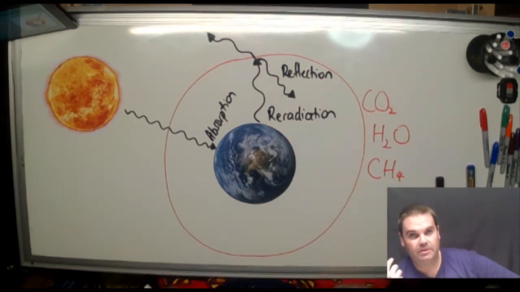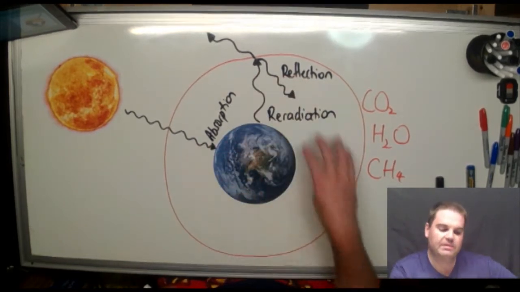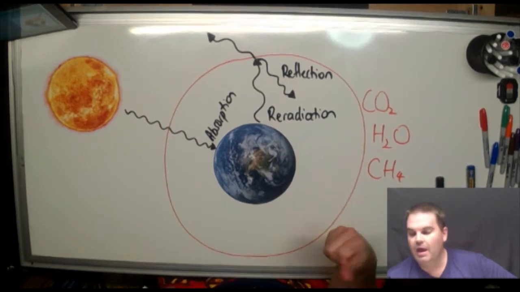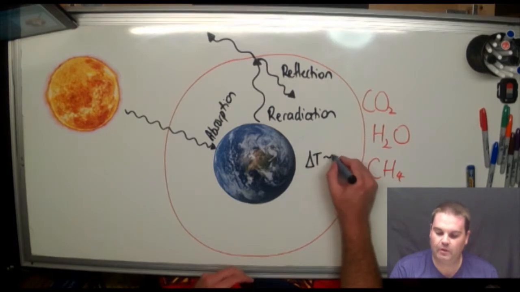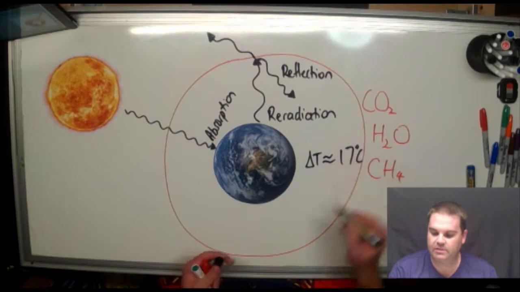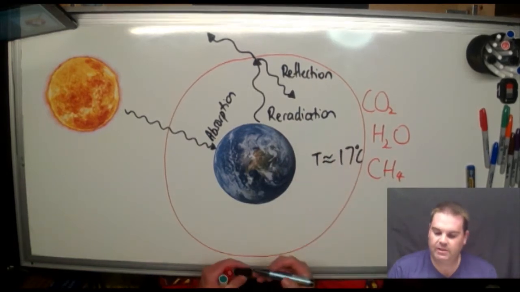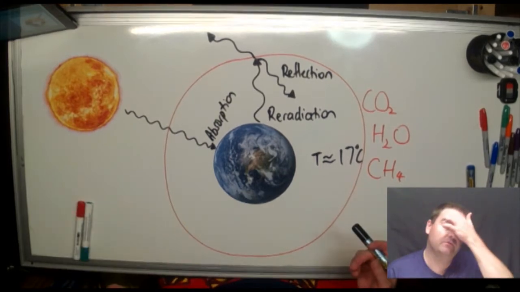Now, that's really, really important, because that does exactly the same process as our normal greenhouse. That traps heat inside the Earth here, inside this protective blanket, if you want. And what that does is that allows the Earth mean temperature to be around about 17 degrees Celsius, which is really, really important, because that allows life to survive here on Earth.